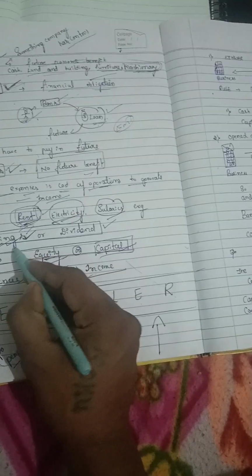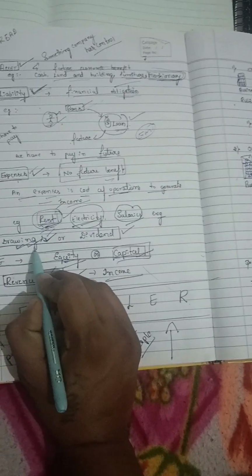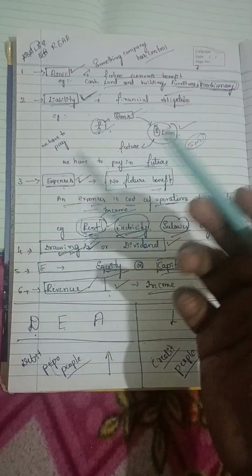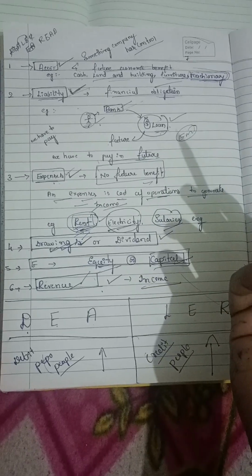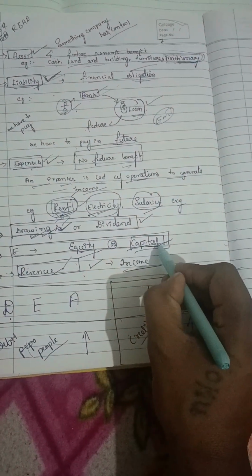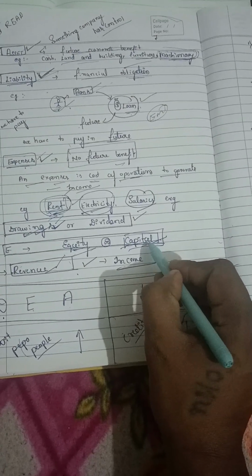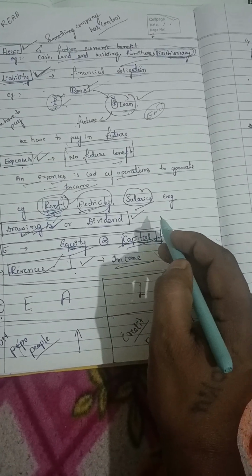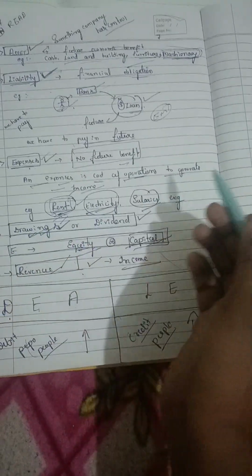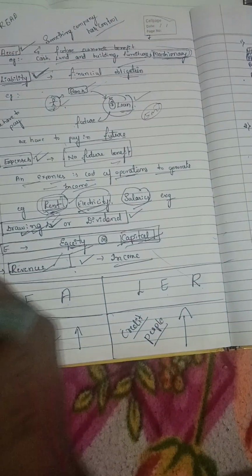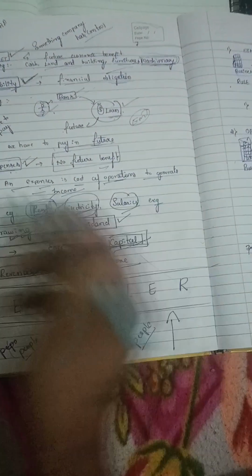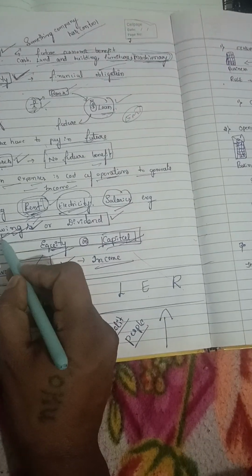Drawings. Drawings means what? If I have invested any amount of money into the business, that is called capital. But if I take that money back from the capital amount, that is called drawings, meaning retaking that amount. If I'm investing that amount, it is capital. The same amount, if I'm retaking it, is nothing but drawings.